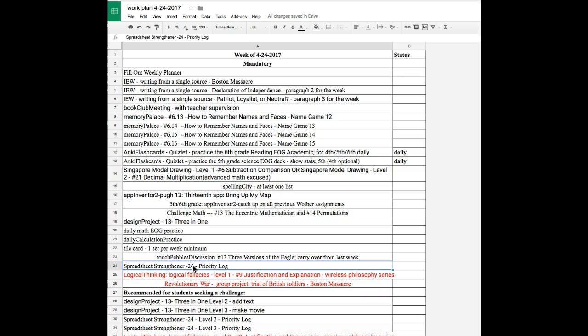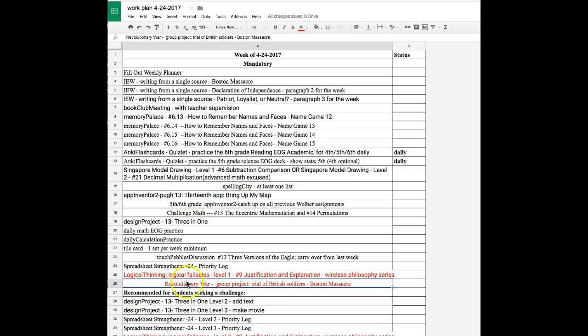The spreadsheet is a very interesting one for this week. It has data validation and teaches the children how to create a pull-down list. We've been talking about justification, about sufficient and necessary conditions, and this week we talk about justification versus explanation.